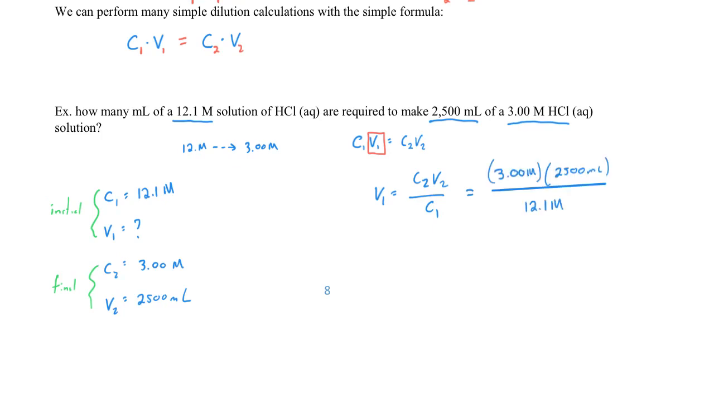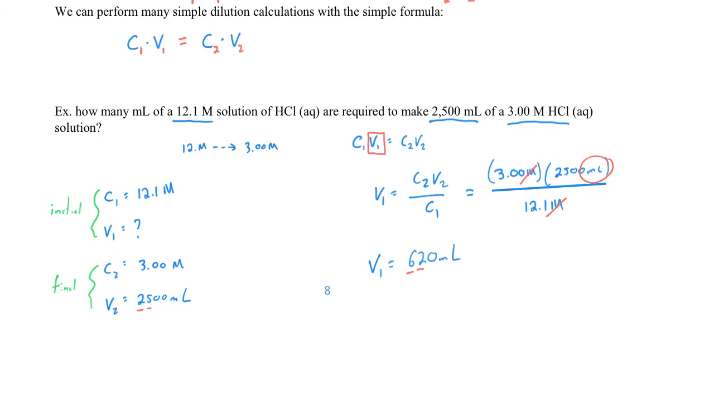Notice when I put in my units for C2, V2, and C1, we get a canceling of the molarity unit, but the volume unit is left. And that's good because we're trying to solve for a volume unit. Once we plug all of this into our calculator, we get 620 milliliters. And that has two significant figures because notice my volume here, 2,500 milliliters, also only has two significant figures.